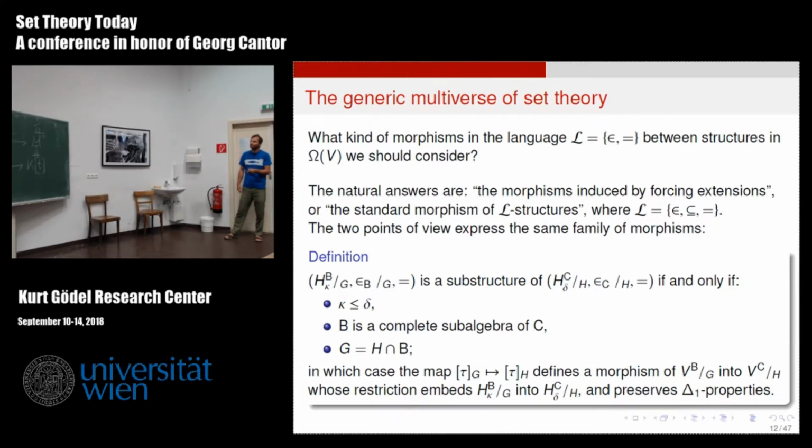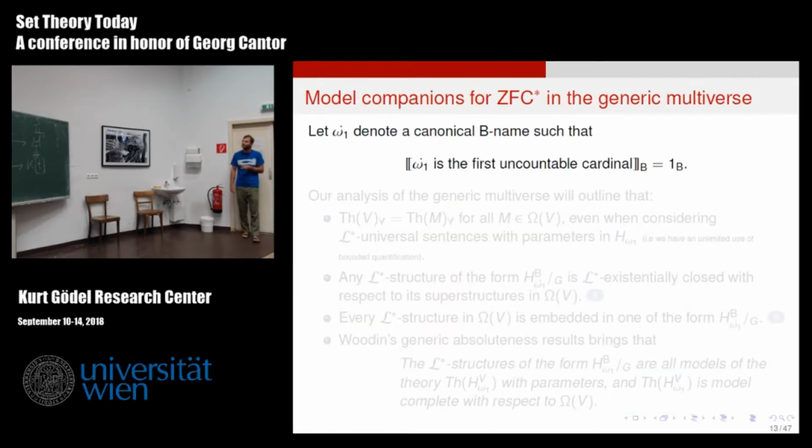And when this occurs, this occurs if and only if this map is a well-defined morphism. And the key fact is that it not only preserves the epsilon relation and the equality relation, but it also preserves all delta 1 properties, and actually it preserves all bounded formulas. So this setup is suitable to study set theory in the language I have defined before.